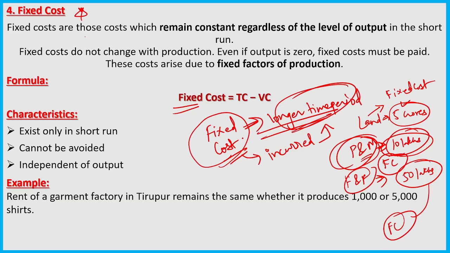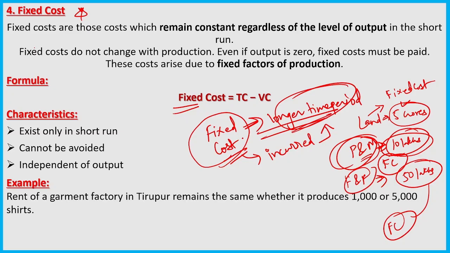Understood this much? So basically, in the regular sense, if we have to speak, then we can say the cost incurred upon the fixed assets we can term as fixed cost. And it is for the longer run.